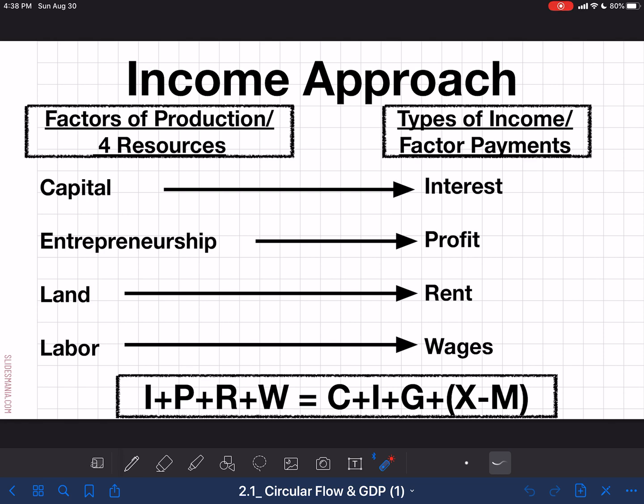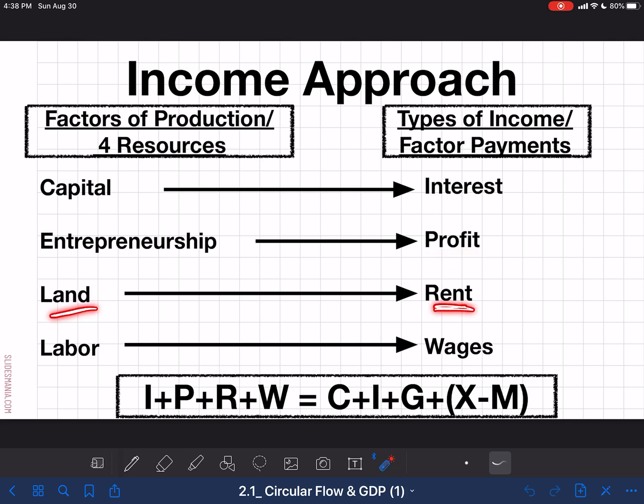There is another way to count GDP. It's called the income approach. And this just takes our 4 factors of production, so our limited resources, and assigns them a payment. So capital products, since these are usually the more expensive items, they require a loan. So capital products earn interest. Entrepreneurs, our business owners, earn a profit.